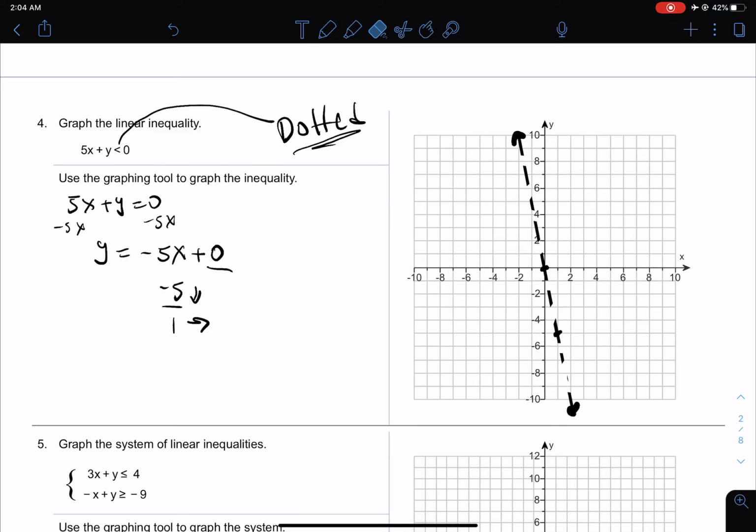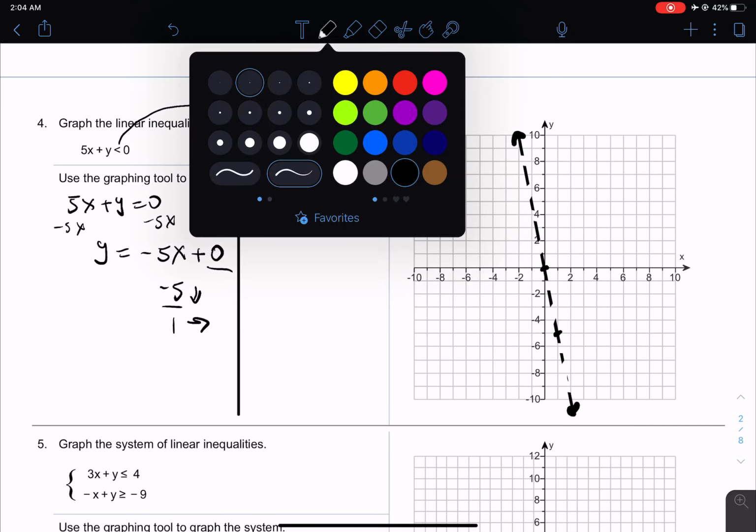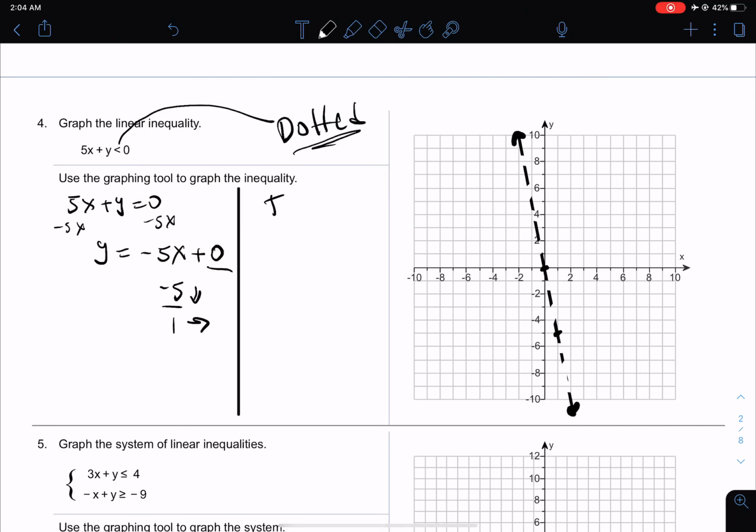And it's dotted, okay? So now I gotta figure out which side to shade on. So what I want to do, whoops, that's way too big. So I need to go smaller. What I need to do is use a test point.